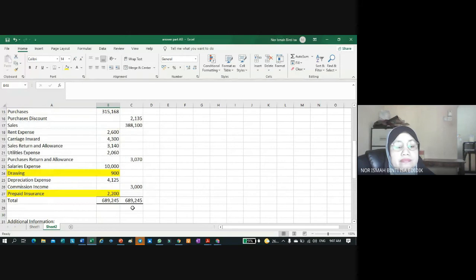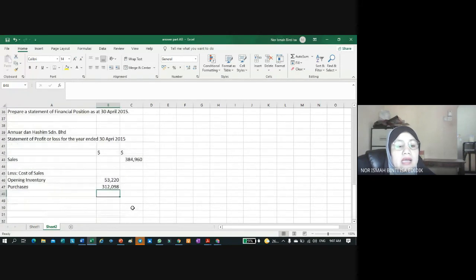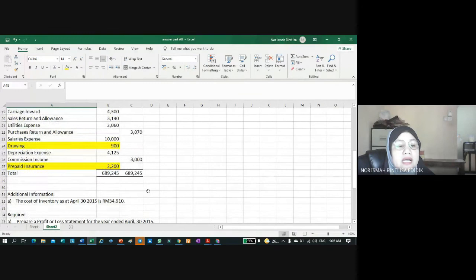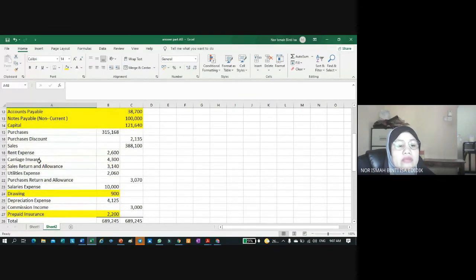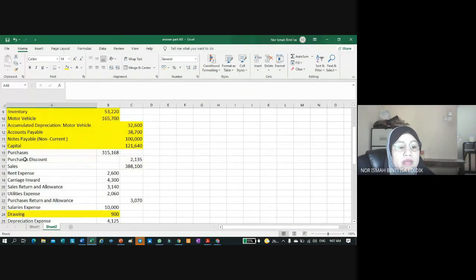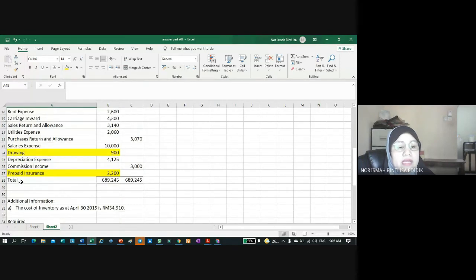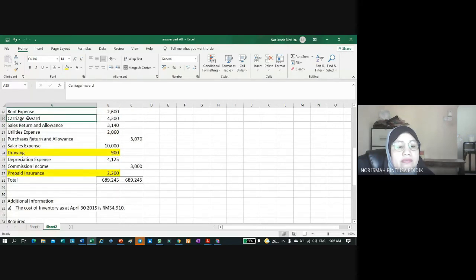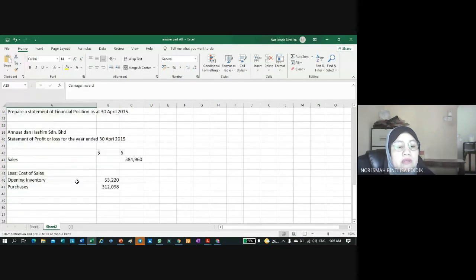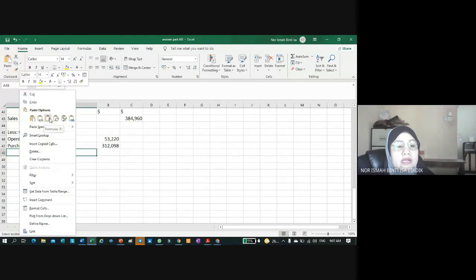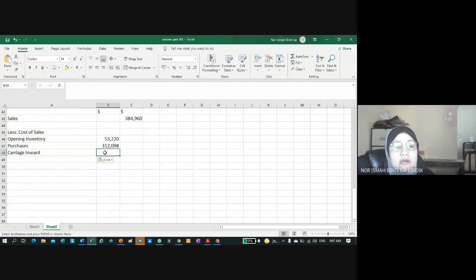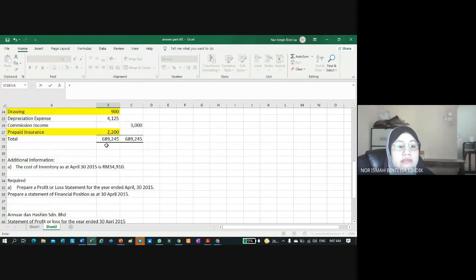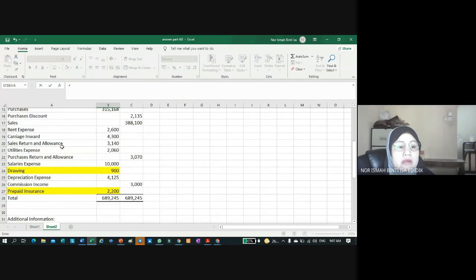312,098. Okay. And then ada cost berkaitan dengan purchases. Ada satu je cost yang berkaitan dengan purchases, carriage inward. So carriage inward, copy masuk kat bawah purchases, kita add dia. So ambil figure carriage inward. This one.